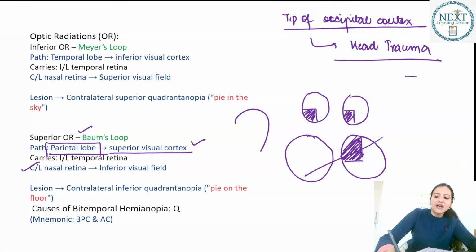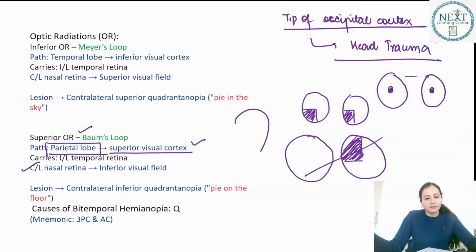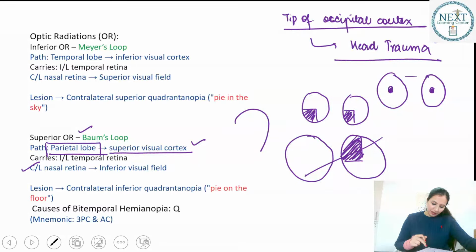So whenever there is head trauma, what is going to happen? There is going to be just contralateral macular hemianopia. Okay. Then if we talk about the causes of bitemporal hemianopia, this is very important.